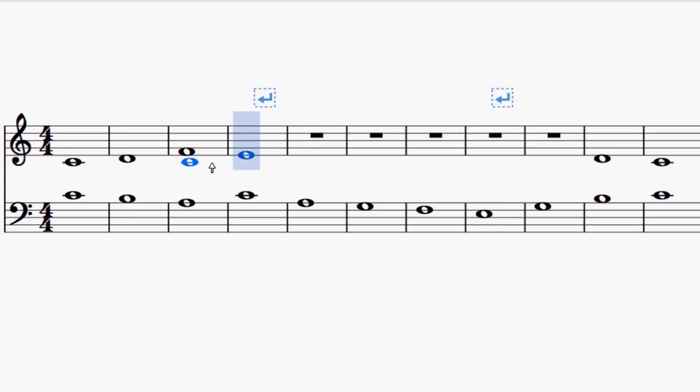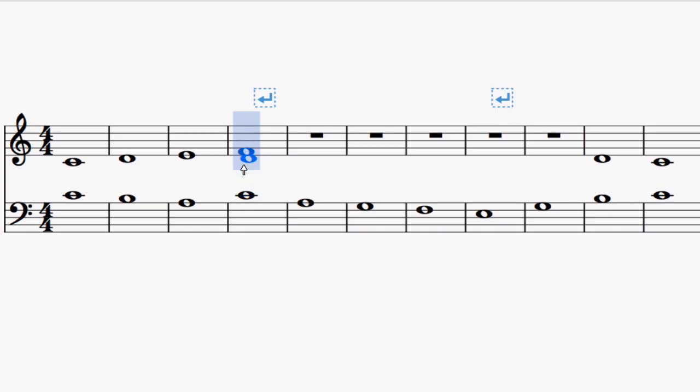So let me go back here and see, what if I did that? Okay, so what if I just did a step here? I have contrary motion here, and I've landed on a fifth. Possibly okay. But let's see what would happen if I went up again and did this.